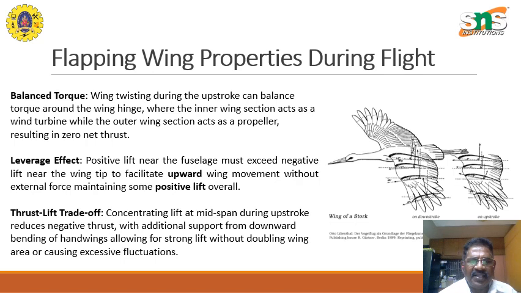Positive lift near the fuselage must exceed the negative lift near the wingtip to facilitate upward wing movement without external force, maintaining some positive lift overall. Concentrating lift at the midspan during the upstroke reduces the negative thrust, with additional support from downward bending of the hand wings, allowing for strong lift without doubling the wing area or causing excessive fluctuations.